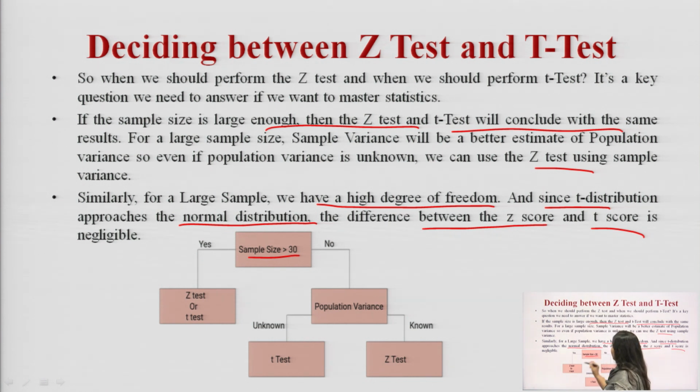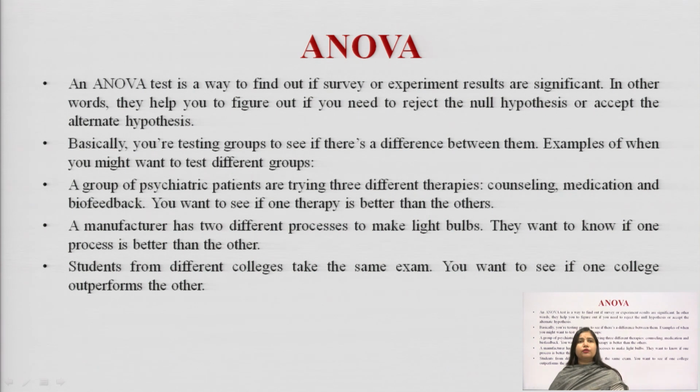Now suppose you have a sample size of more than 30, then you use the Z test. If the sample size is less than 30, then you check whether you know the population variance. If you know the population variance, then you use the Z test. If you don't know the population variance, then you use the T test. These are the steps we follow to decide whether we are going to use the T test or the Z test.